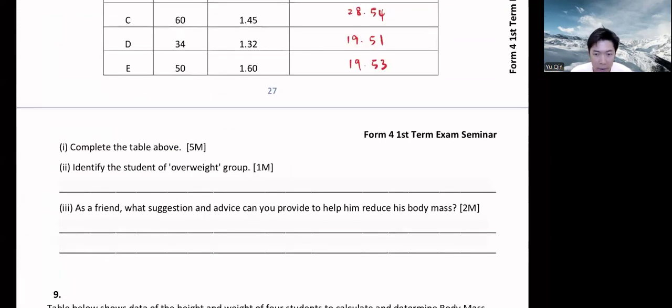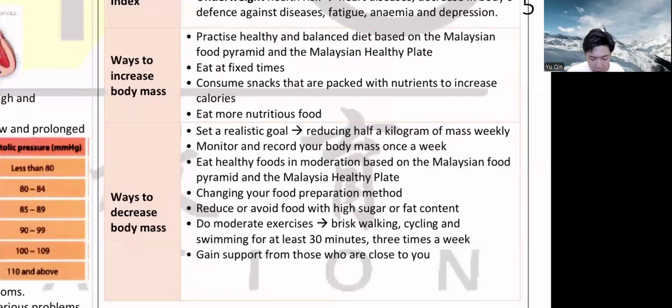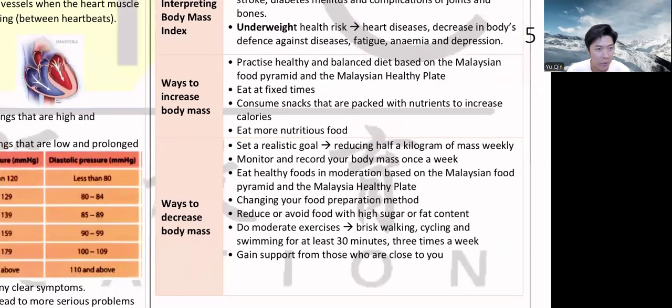Okay. Easy. As a friend, what suggestion and advice can you provide? I mean, you can write all sorts of funny answers, right? But back to what we learned. As a friend, what can you advise? Laugh at him or what? So not that kind of answer. You have to be on the scientific part, or at least from your textbook.